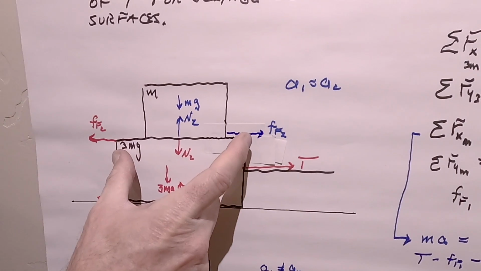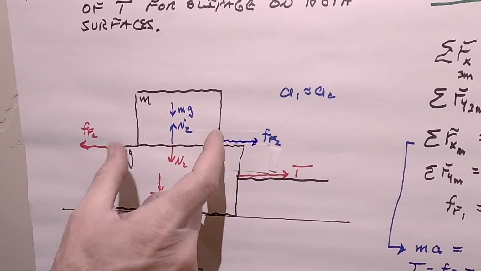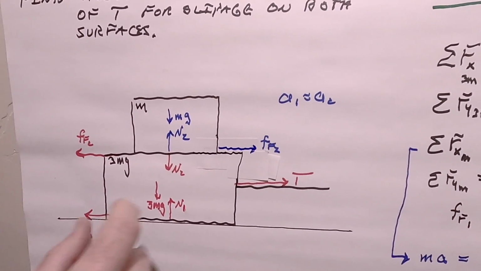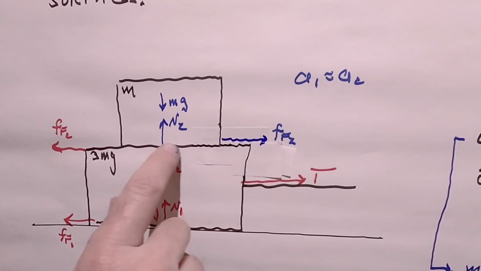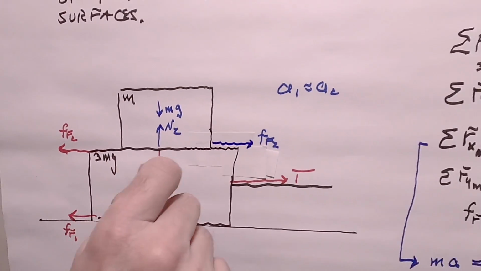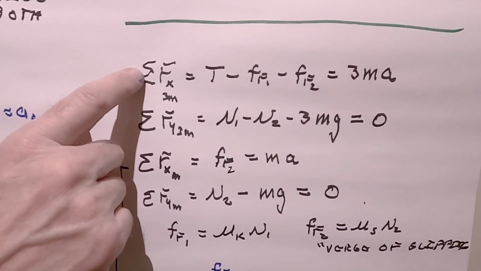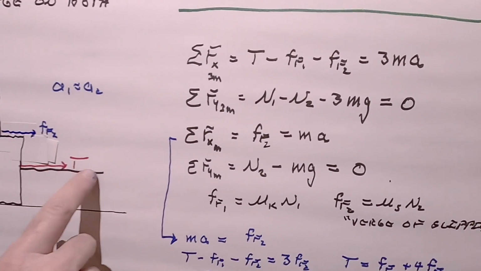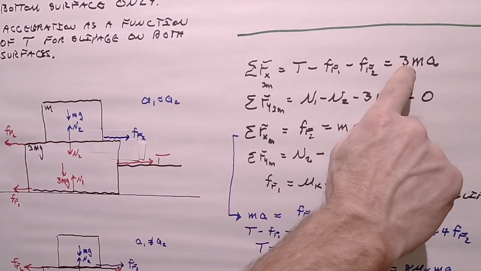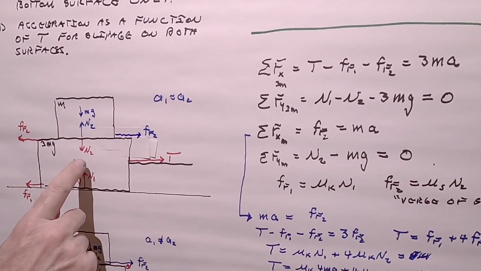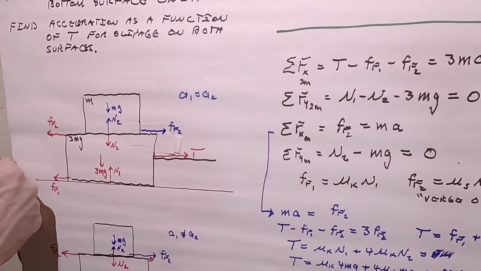So the only thing we've added are these two frictions, and we have an acceleration now. And this friction will be a kinetic friction. This friction will be a static friction. So if we go back to our equations, now in the bottom block, we've got the tension going this way. Now we have two red frictions going back. And that equals 3ma because this has a mass of 3m. So this is 3ma going this way.